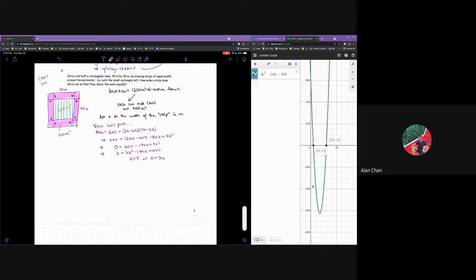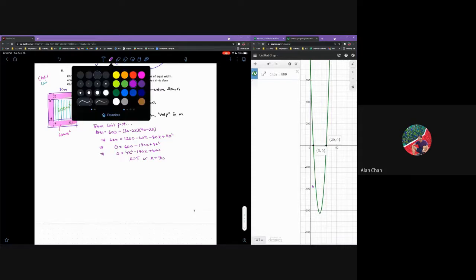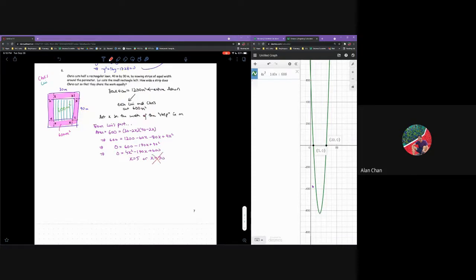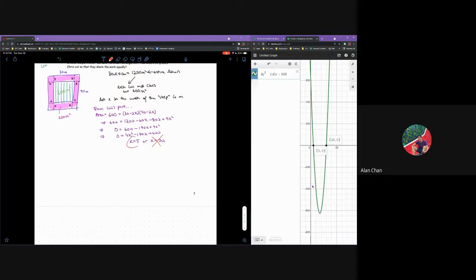Now, 30 is immediately wrong. Why? Does anyone see why? What happens if the width passes 30 meters? This distance over here is already 30. So it makes no sense for this width to be 30. Okay. In fact, there should be a restriction on x. X has to be less than 15, right? Because again, if there's a path on both sides, the maximum it could be is 15. Anyway, the point is x is equal to 5.